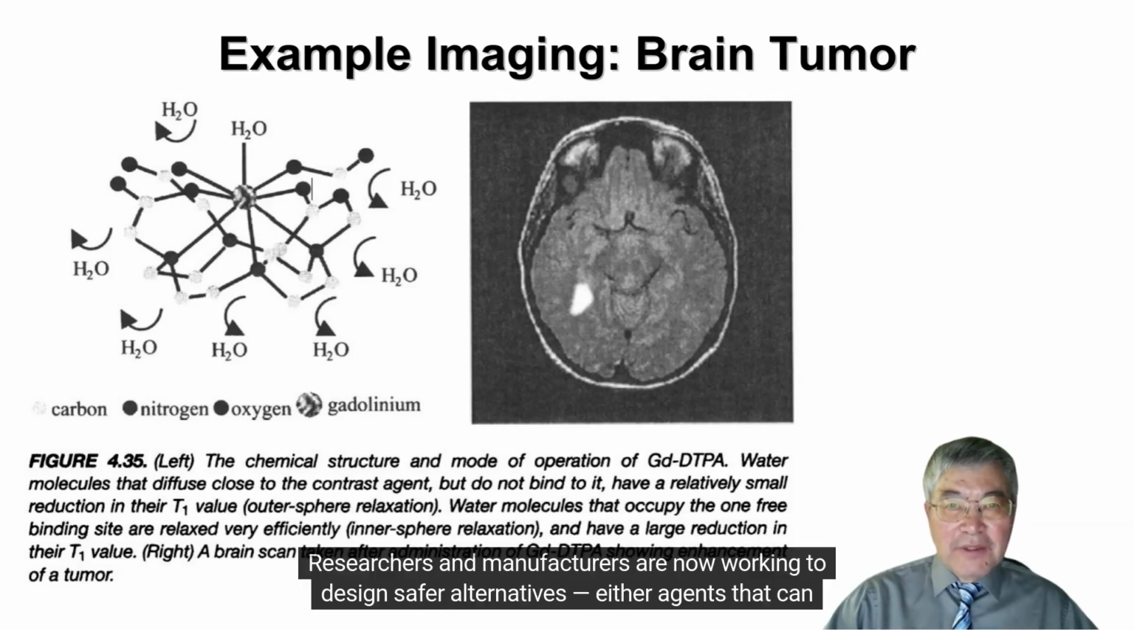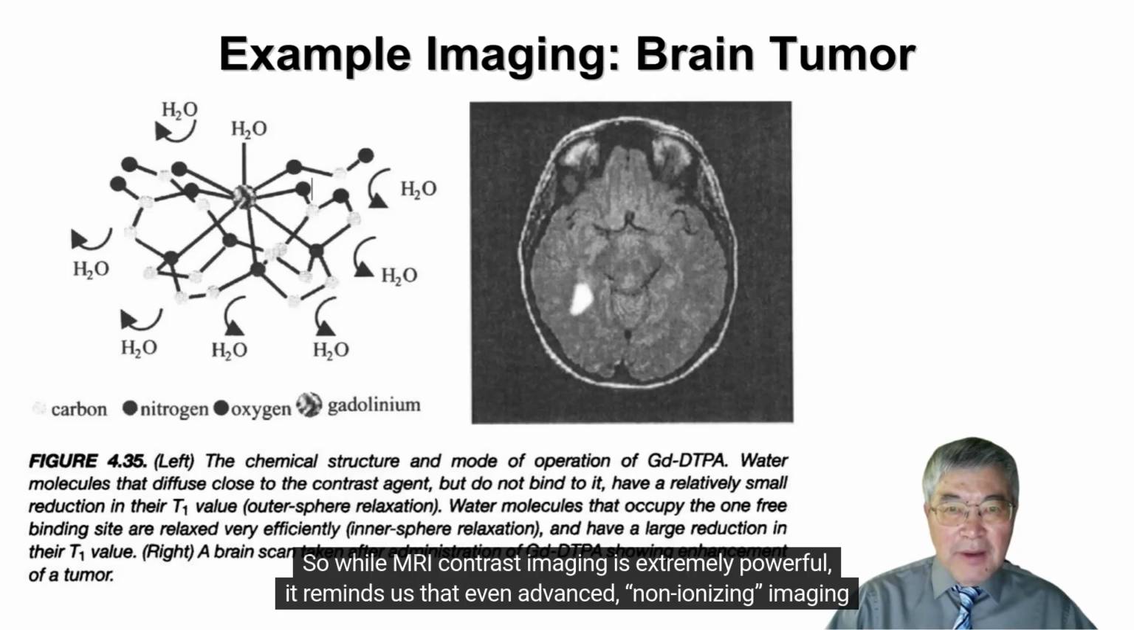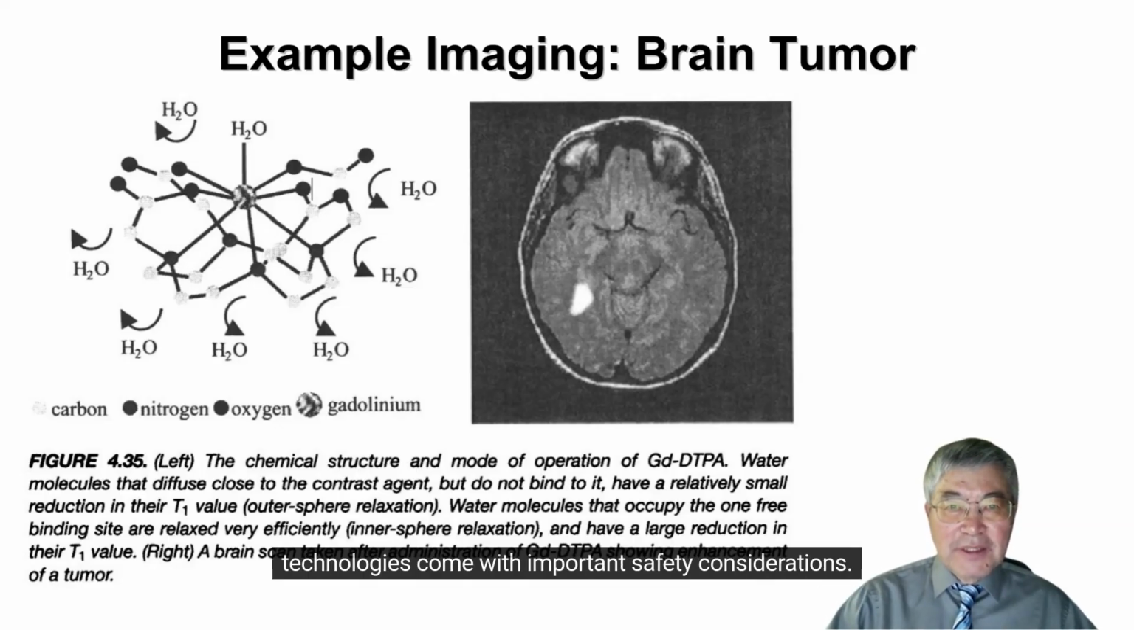Researchers and manufacturers are now working to design safer alternatives, either agents that can be excreted more efficiently or new imaging methods that require little or no contrast agent at all. So, while MRI contrast imaging is extremely powerful, it reminds us that even advanced non-ionizing imaging technologies come with important safety considerations.